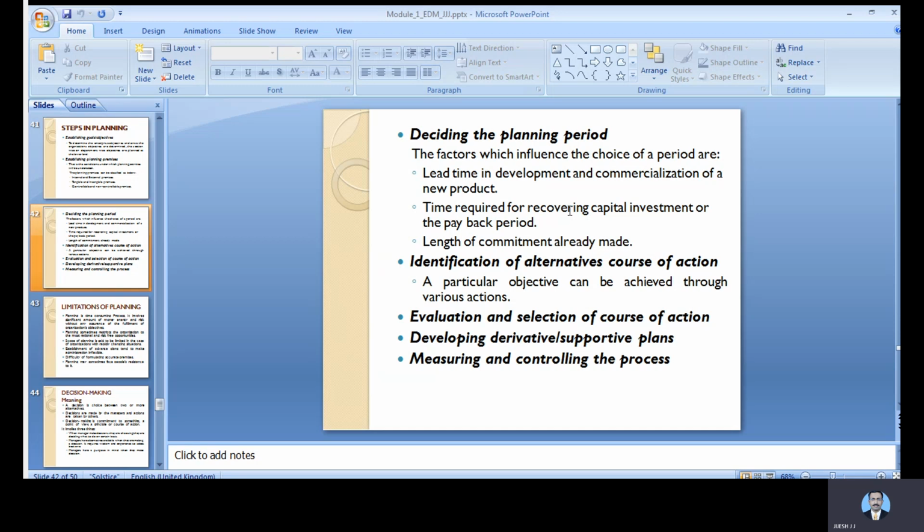So you have to have an alternative solution to overcome those things and come out with a good set of rules, or a good planning process which can overcome those problems, whatever comes up throughout the journey of fulfilling the objectives and goals of the industry. Then we have evaluation and selection of course of action.